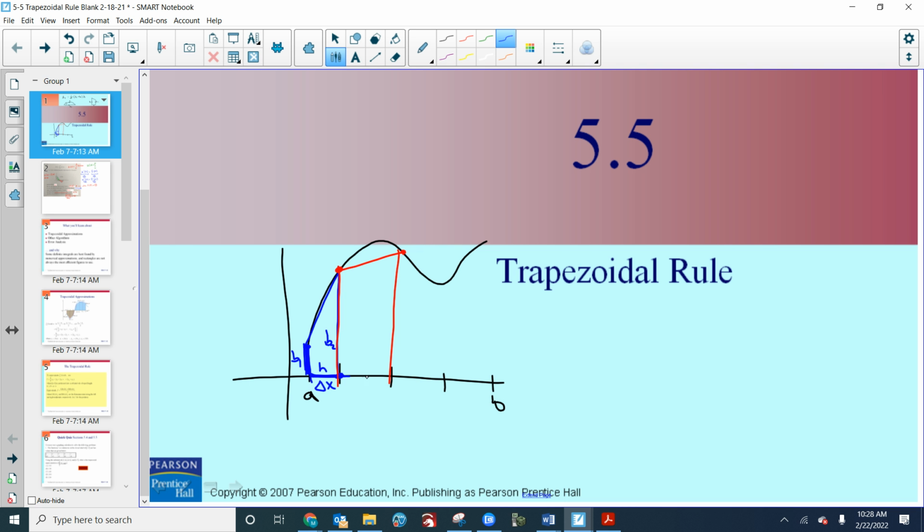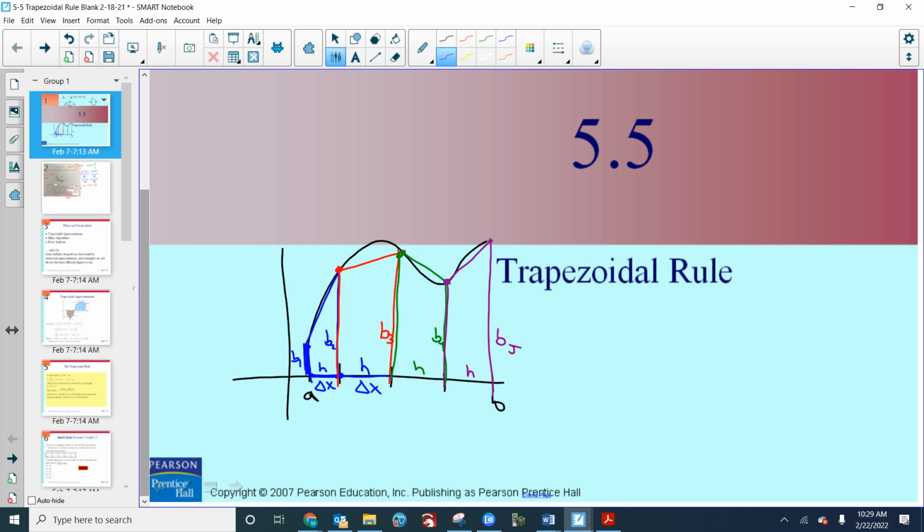And if this is the same delta x, which my picture does not look like it, but it is, then that's going to be the height. And this next one we'll call the third base. And then for the next trapezoid, I've got this height and this height. I connect them. Oh, look. My third base gets counted twice. My fourth base will get counted twice. But my fifth base only gets counted once. Are you with me?